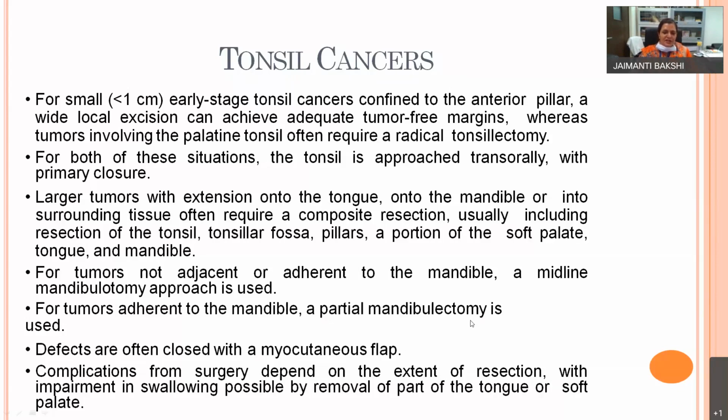Complications from surgery depend on the extent of the resection, with impairment in swallowing possible by the removal of tongue or soft palate.